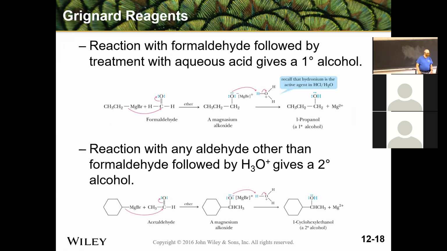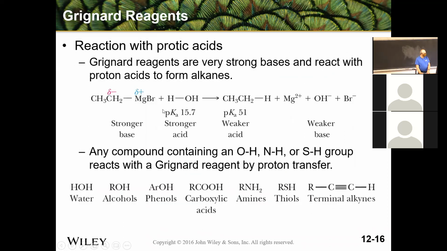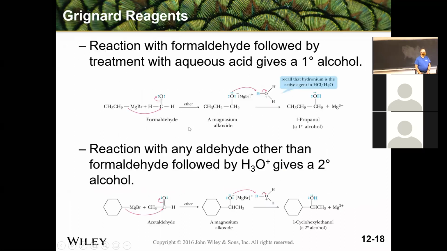Backing up for a minute, this reaction is usually not useful, except when, say, we want to label a position with an isotope. We can use deuterated water to put a deuterium there, but in general, this is not useful. We want to be very careful to exclude water.